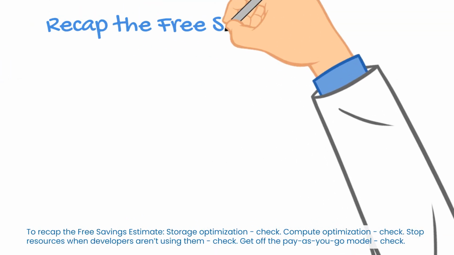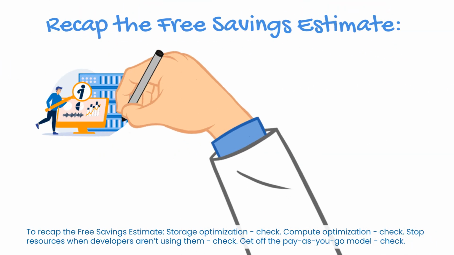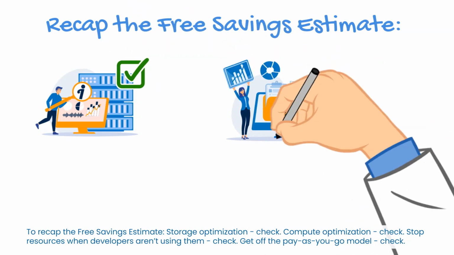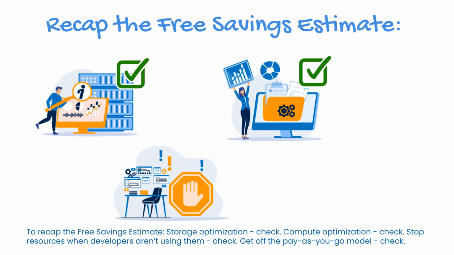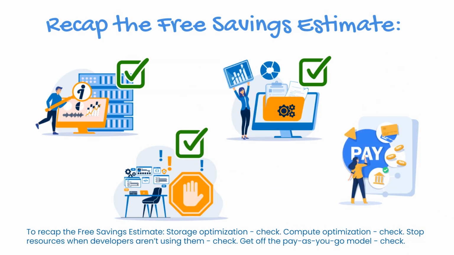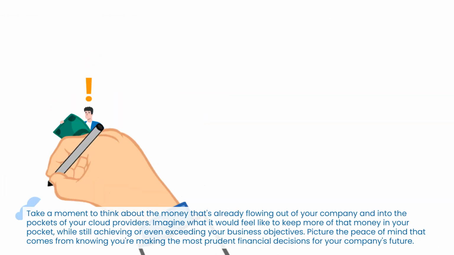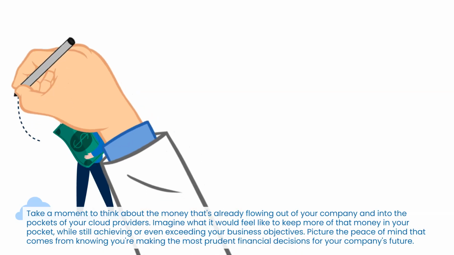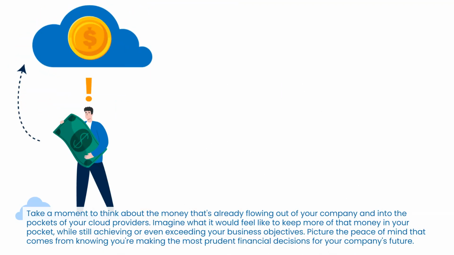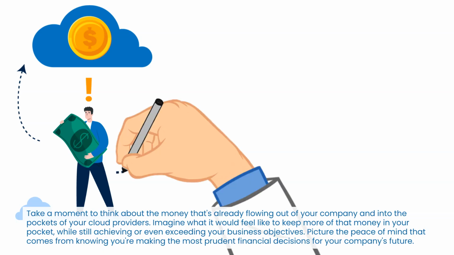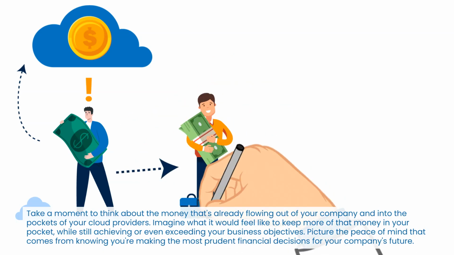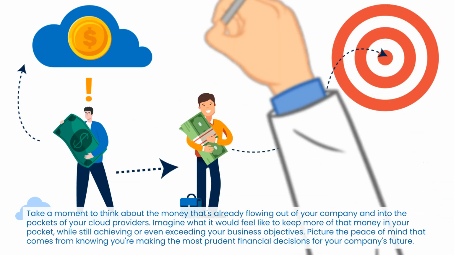To recap the free savings estimate: storage optimization, check. Compute optimization, check. Stop resources when developers aren't using them, check. Get off the pay-as-you-go model, check. Take a moment to think about the money that's already flowing out of your company and into the pockets of your cloud providers. Imagine what it would feel like to keep more of that money in your pocket while still achieving or even exceeding your business objectives.